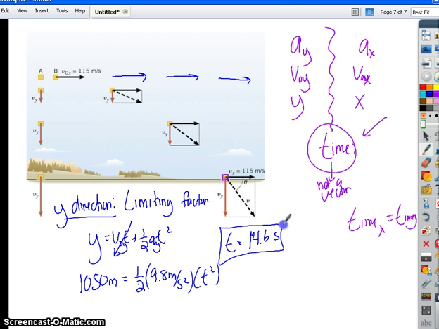14.6 seconds. So this is our time in the y direction. This is not the final answer. This just tells us how long the package was falling for. It was falling for 14.6 seconds.